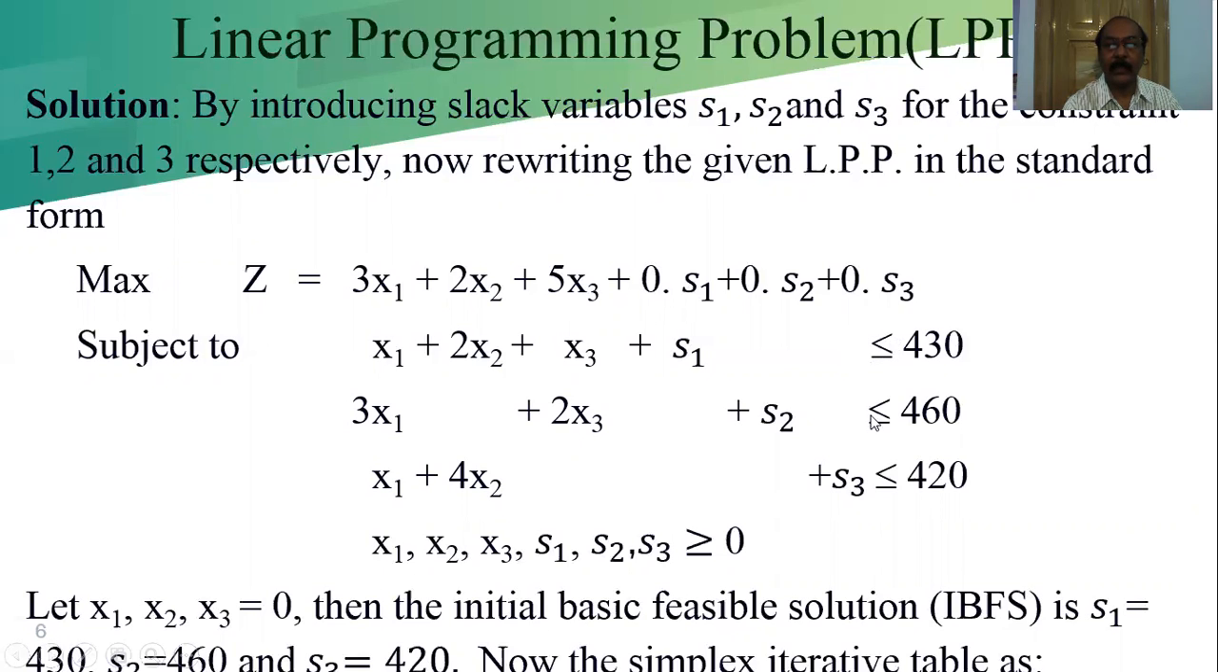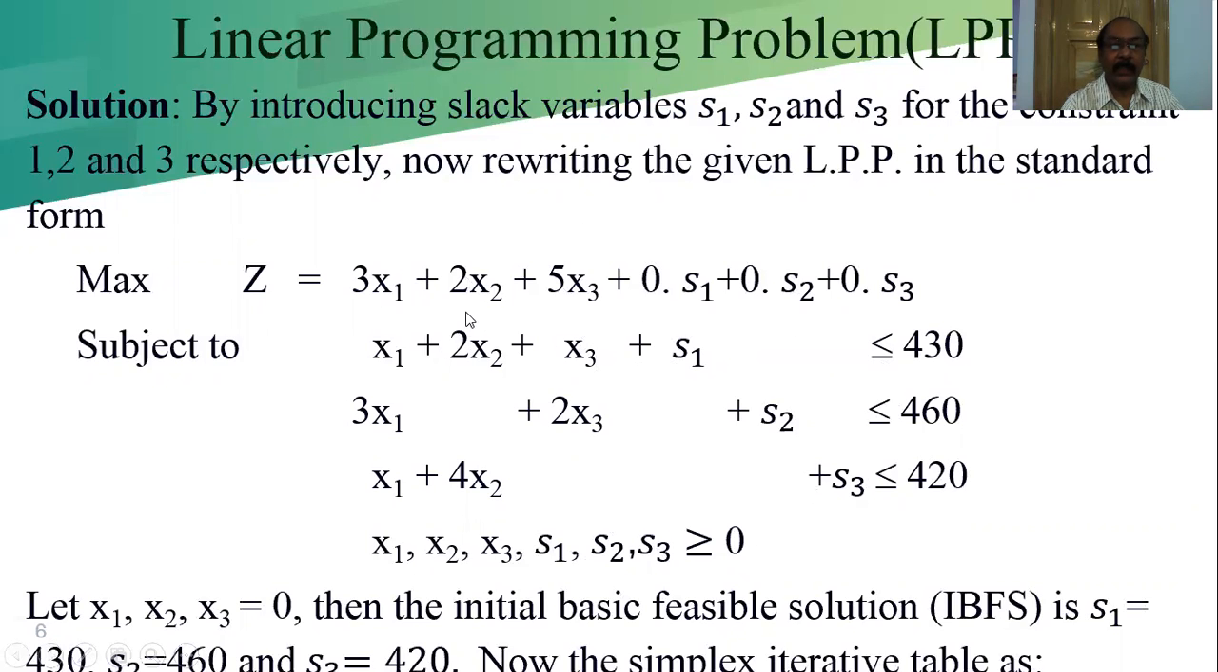This is equal to 430, this is equal to 460, and this is equal to 420. So x1 + 2x2 + x3 + s1 = 430, 3x1 + 2x3 + s2 = 460, and x1 + 4x2 + s3 = 420, where x1, x2, x3 and s1, s2, s3 are all greater than or equal to 0. That means all the variables satisfy the non-negativity conditions. After introducing the slack variables in the left hand side, all the inequations become equations. Now there are 6 variables and 3 equations.